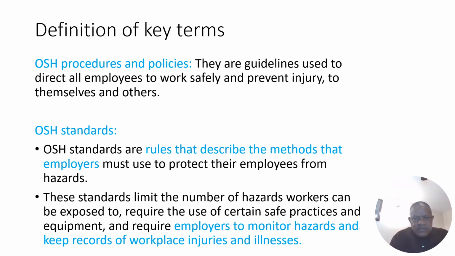Definition of key terms. Occupational safety and health procedures and policies are guidelines used to direct all employees to work safely and prevent injury to themselves and others. That is self-explanatory. Occupational safety and health standards are rules that describe the methods that employers must use to protect their employees from hazards.